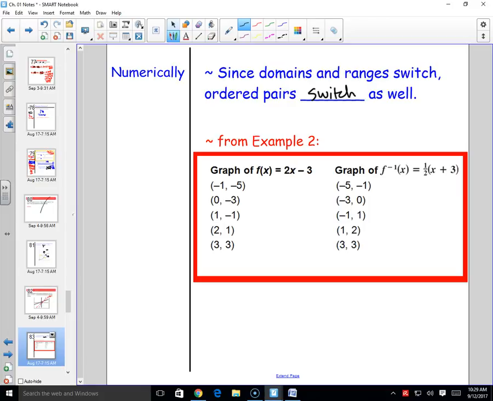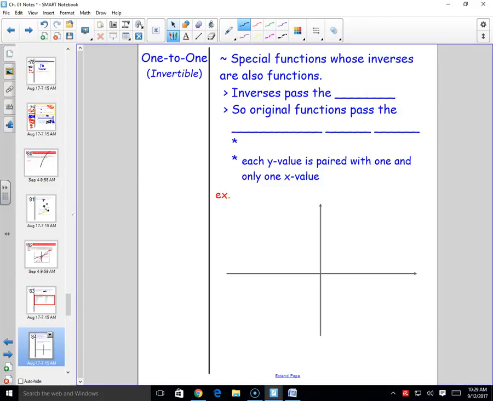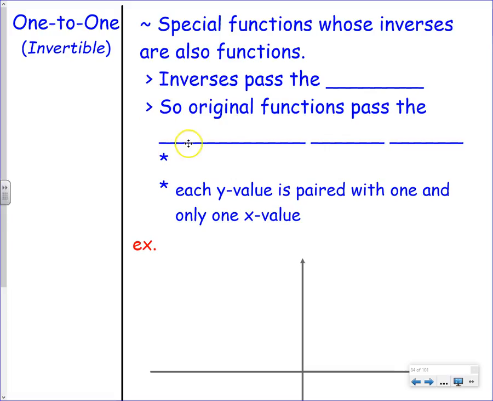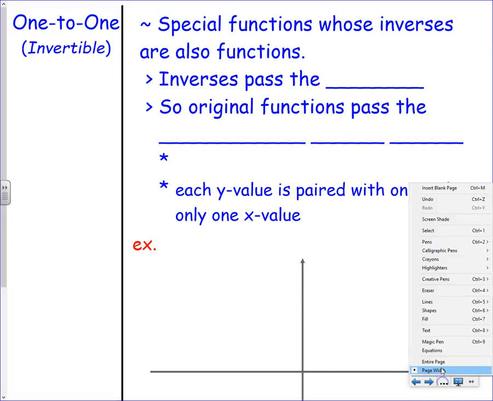So I want you to remember two main words with inverses. First one is undo. That's what it actually does. And the second one is switch. That's how the x's and y's behave. Undo is how they interact, an original with its inverse. Switch is how the x's and y's, the domains, the ranges, and even the graphs, in a sense, behave.